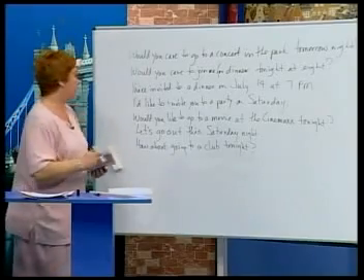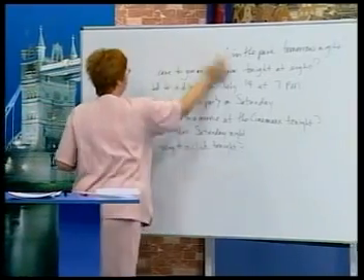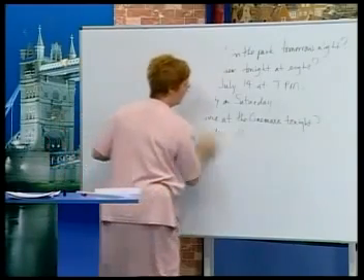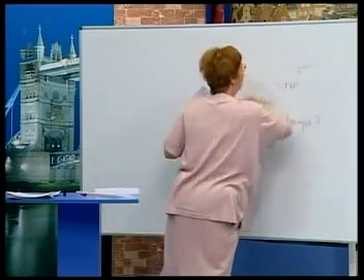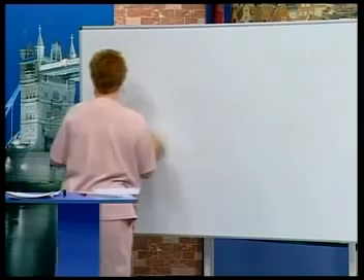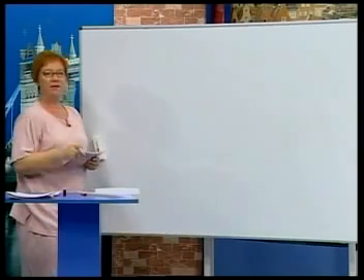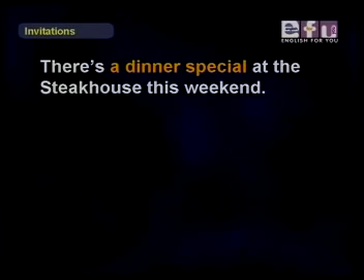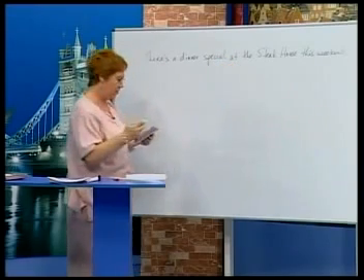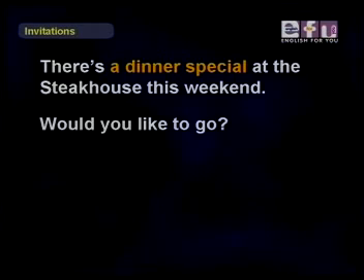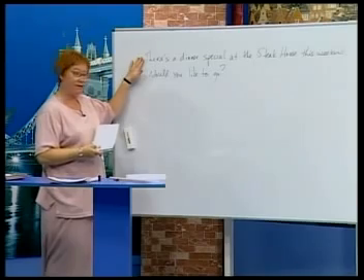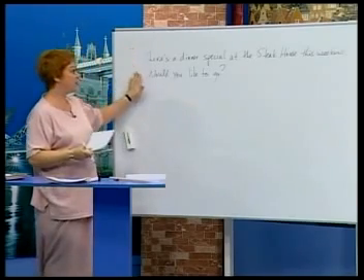Now, there's another way we can do it, and let me make some more room here, and we can change it around a little bit, and then I'll show you how it looks. Sometimes we say what, where, and when first. So, there's a dinner special at the steakhouse this weekend. Here's the information, and now you can say, would you like to go? There's a dinner special at the steakhouse this weekend. Would you like to go? Okay, information and invitation.